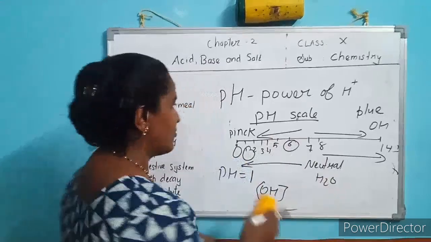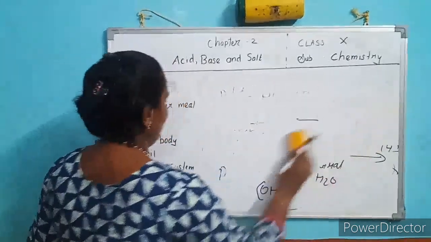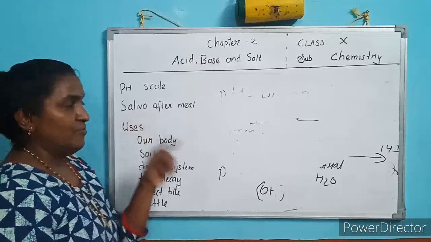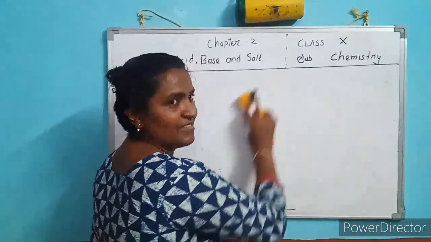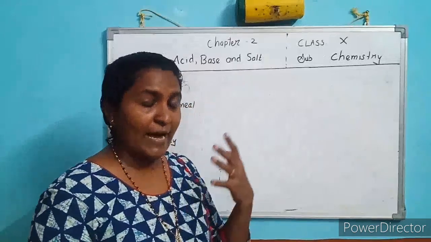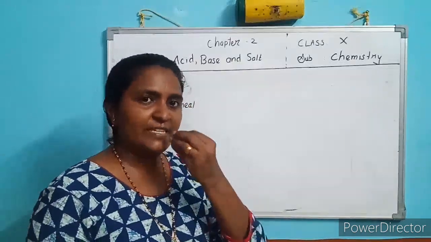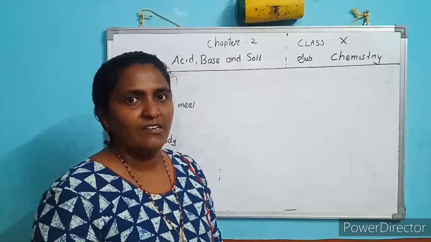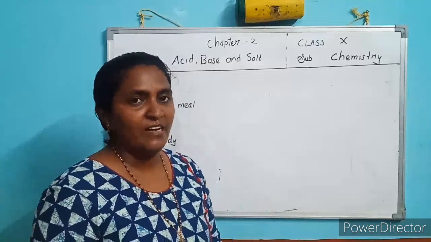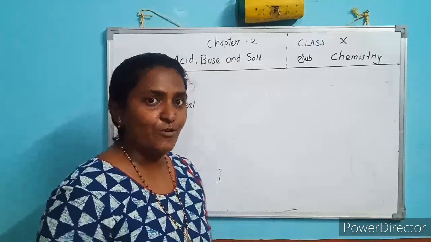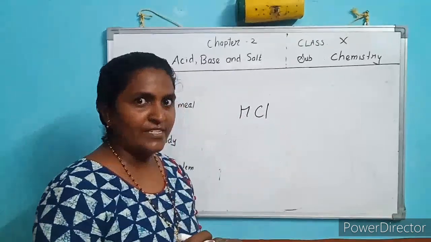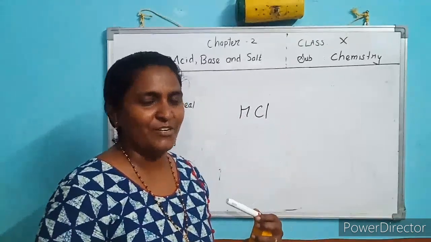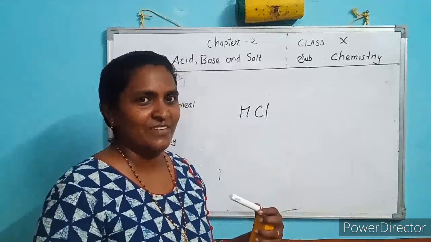Okay. The next topic is, one question is there. What will happen to pH after eating a meal? Imagine, our stomach secretes hydrochloric acid. If you eat more food, the secretion of acid will be more. For what? For digesting the food.